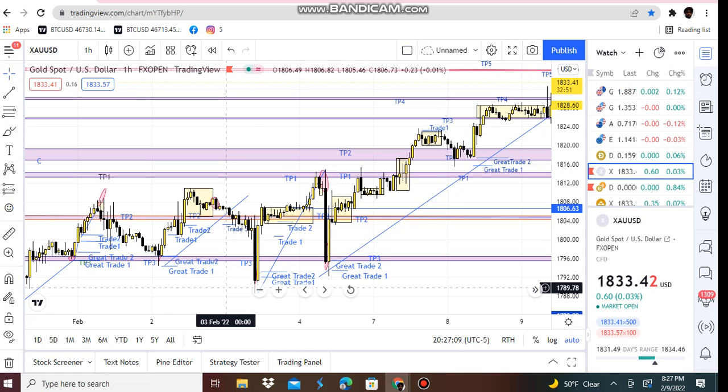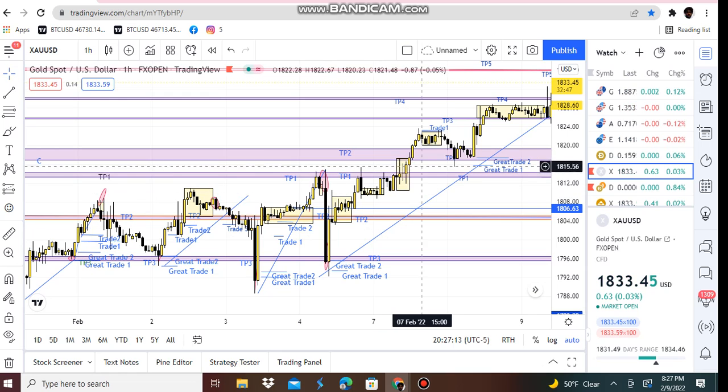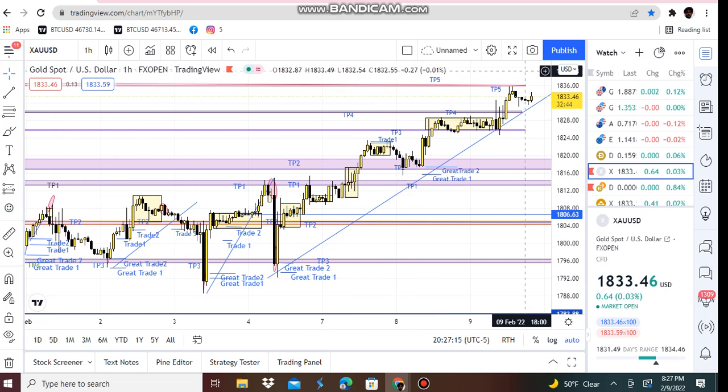Find your take profit levels. See our take profit levels, we have them drawn on here. You can take these take profit levels and use them, because price went all the way up to take profit 5 now.